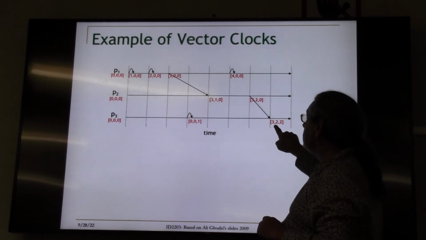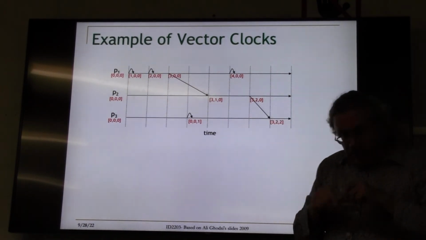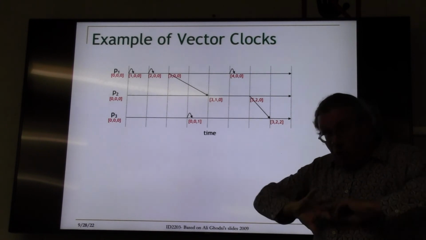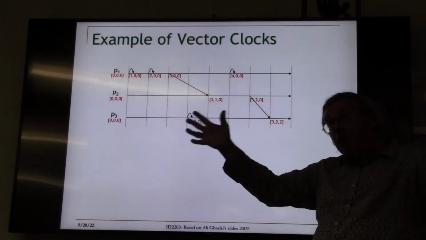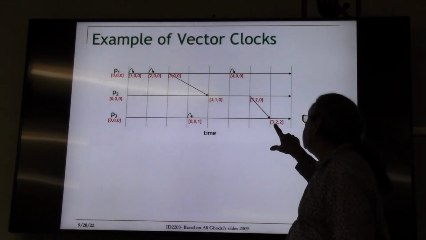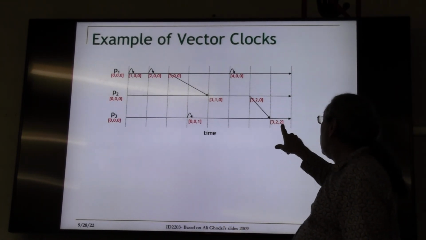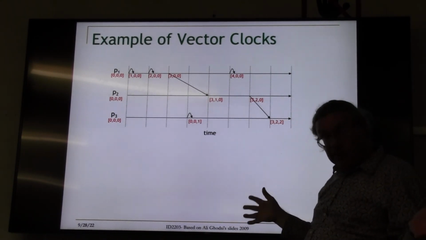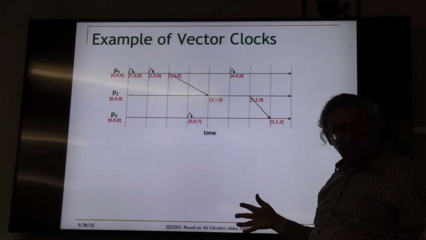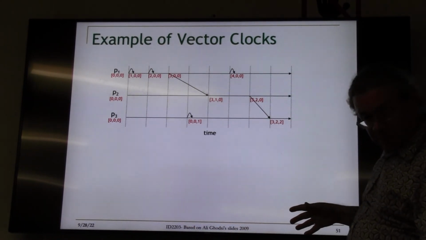So it's basically telling me what each process knows about everybody else. I have knowledge about everybody, and it's telling me how many causal events are before me on all the other processes. That's what it's telling me, okay?